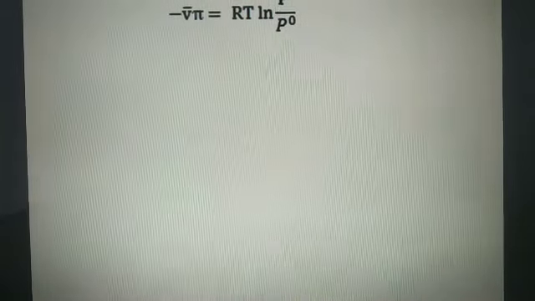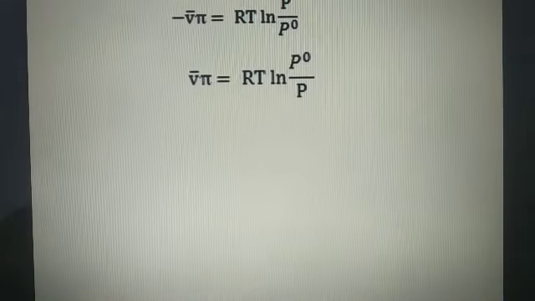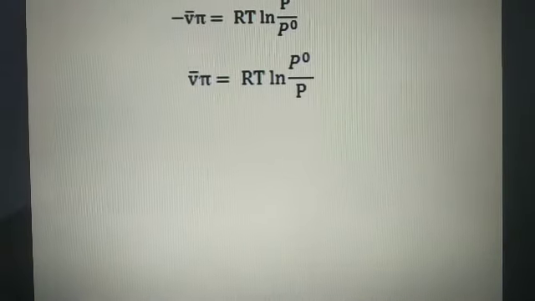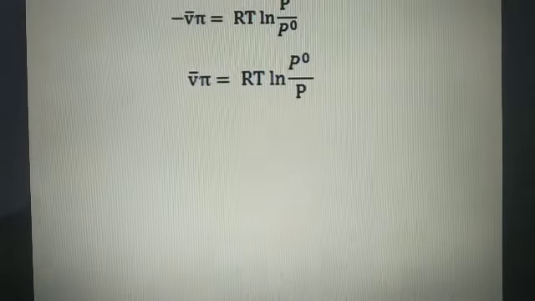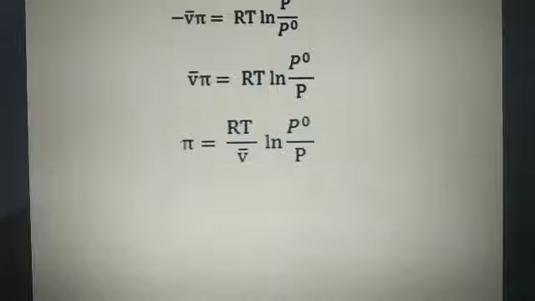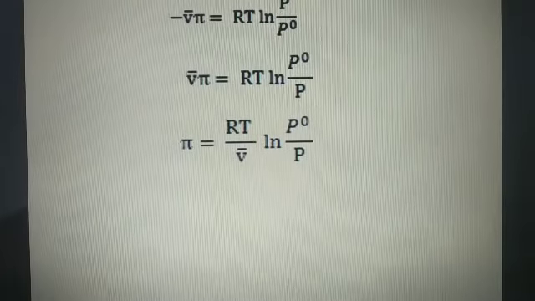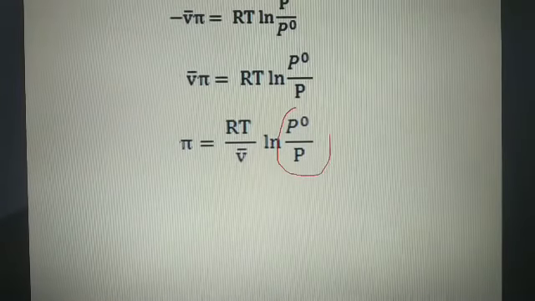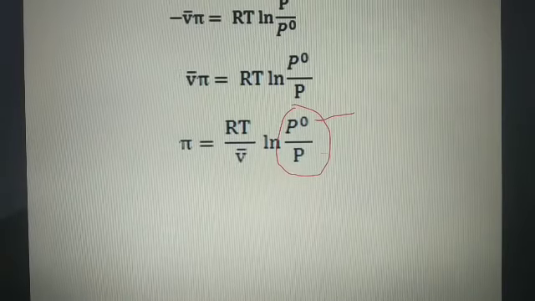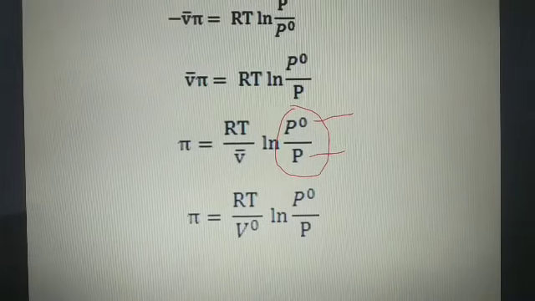So here minus V naught pi, V naught or V bar pi, that is the partial molar volume, is equal to RT ln P upon P naught. Adjusting the negative sign, to adjust the negative sign, P naught goes up and P comes down, raised to power -1, and minus minus cancel out. Now further, pi is equal to RT upon V naught, and it is ln P naught upon P. So that is the lowering in the vapor pressure, because this relates to the solvent, this relates to the solution. Further modified, pi is equal to RT upon V naught.